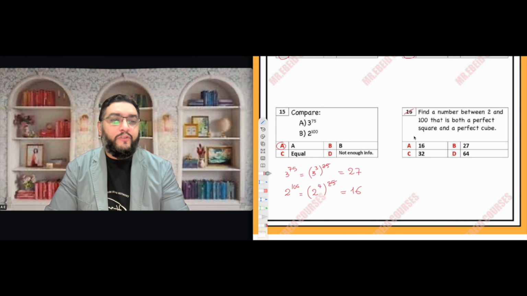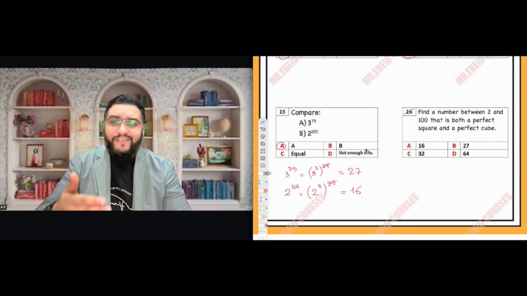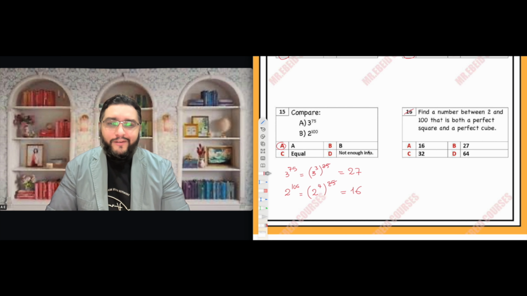Find a number between and 100 that is both a perfect square and a perfect cube. What is the meaning of perfect square? It means that you can take the square root of this number, like 16, like 49. And a perfect cube means that you can take the cube root of this number, like 8. So you can take the square root of 16, but you cannot take the cube root of 16. It's not an integer. Okay, so it's not A.